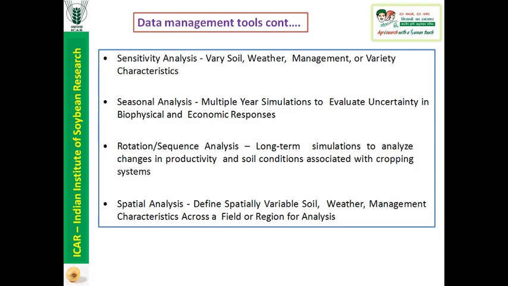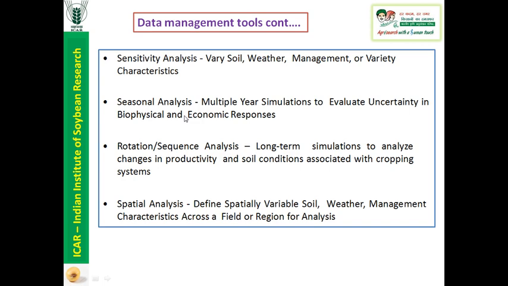Then the next one is the sensitivity analysis. So this DSSAT model is very sensitive to the different soil fertility levels as well as the different weather parameters such as solar radiation, temperature, and rainfall. It is also sensitive to some of the management practices, especially the planting date, nitrogen, and water management practices, and also the varietal characteristics.